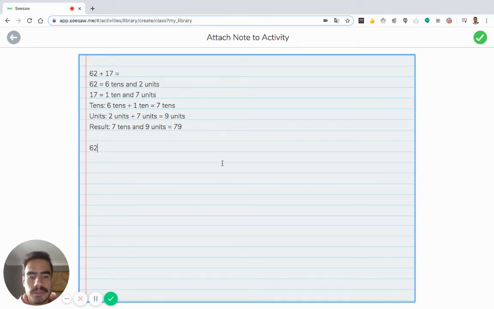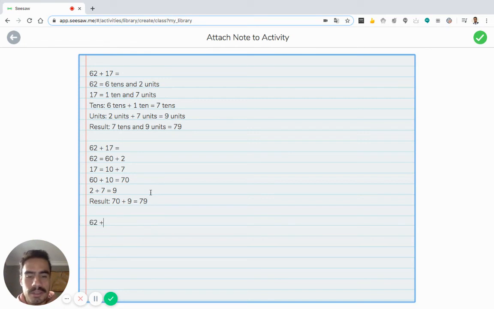Now let's do the second way. So 62 is the same of 60 plus 2. And 17 is the same of 10 plus 7. So first we add here 60 plus 10. And then we add 2 plus 7. How much is 60 plus 10? Is 70. How much is 2 plus 7? Is 9. So the final answer will be 70 plus 9 equals 79.